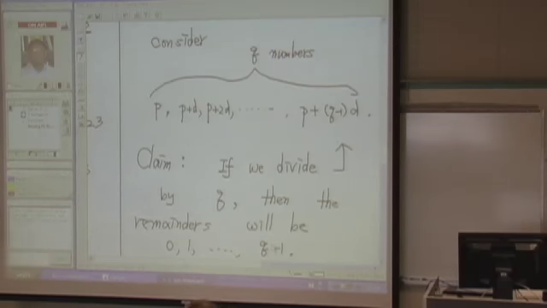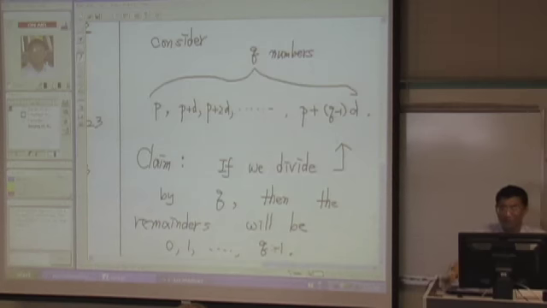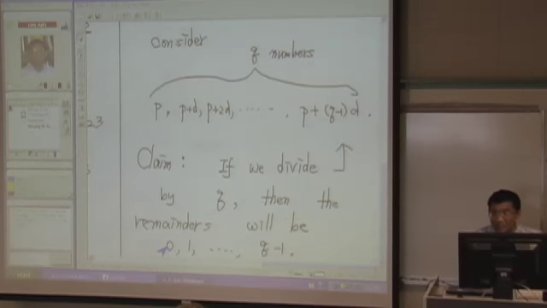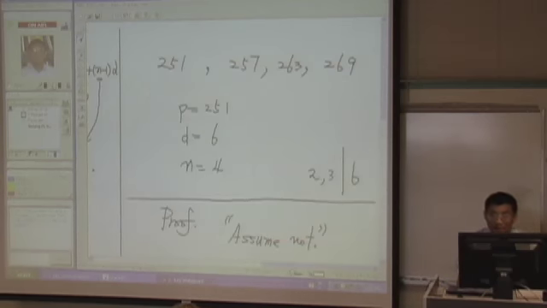If we divide these q numbers by q, then the remainder could be 0, 1, 2, up to q minus 1. This is the claim. After proving this claim, what can you say? We can say that some number here has remainder 0 if we divide by q. In other words, some number here is divided by q. That means it's not a prime. In other words, contradiction, because in the first place we said big if.